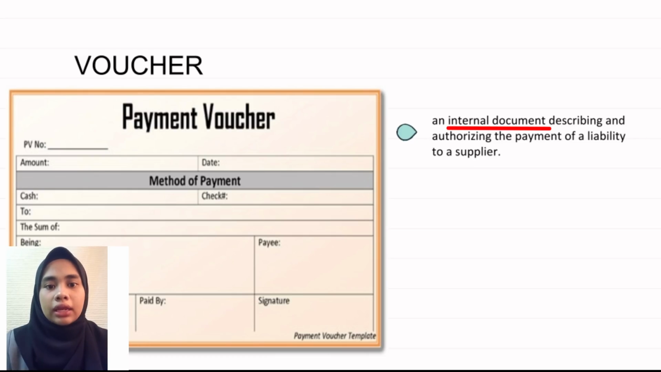It is stamped when a check or electronic payment is made to a supplier and is then archived along with any supporting documents. In my slide, I will show you an example of a voucher.